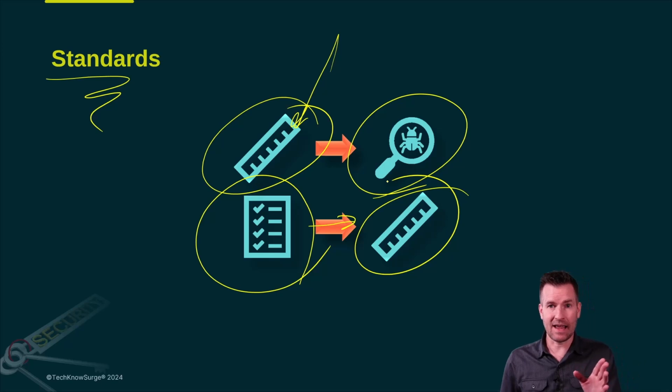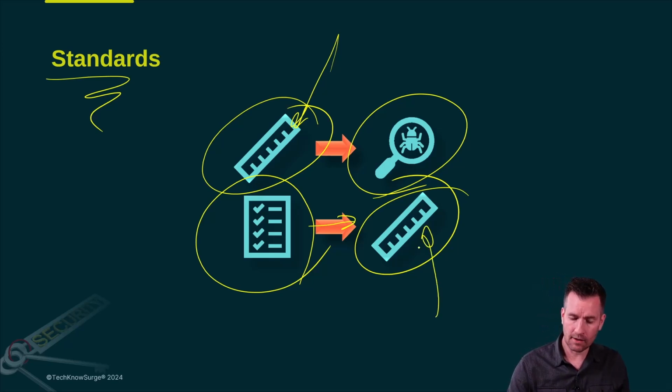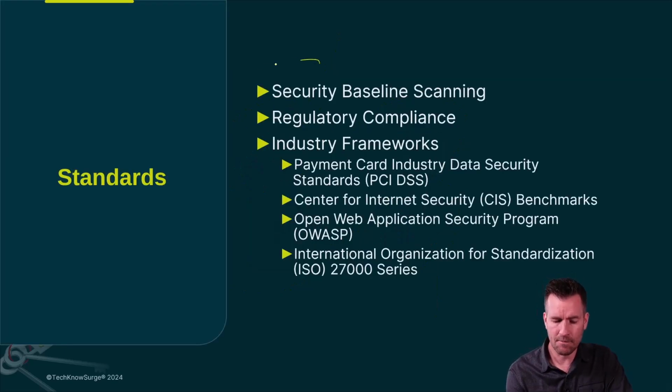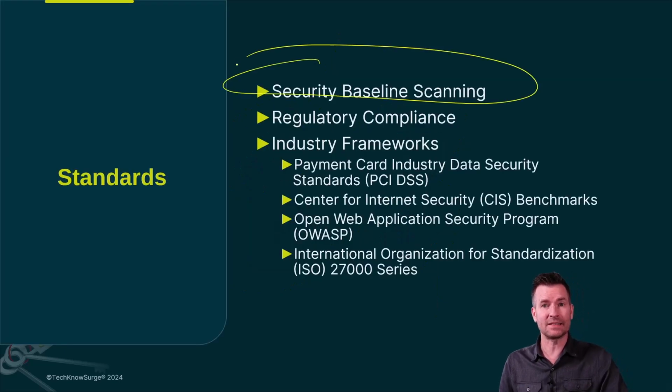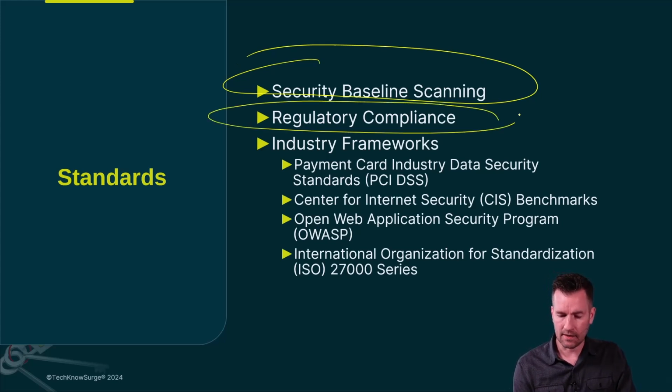I like to think of it as both: these standards will shape what we are looking for on our network and what vulnerability scans actually look like, but also whatever our results are, we're going to compare against our regulatory compliance to see if we comply. Some of those standards could come from baselines out there, just created baselines that we can measure against. There are also, like I mentioned, regulatory compliance, and industry frameworks.